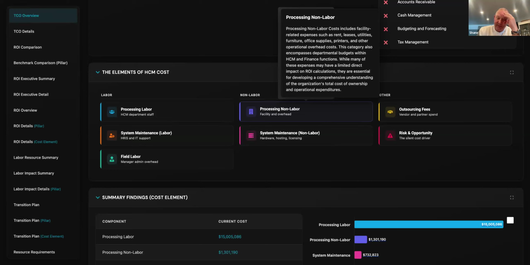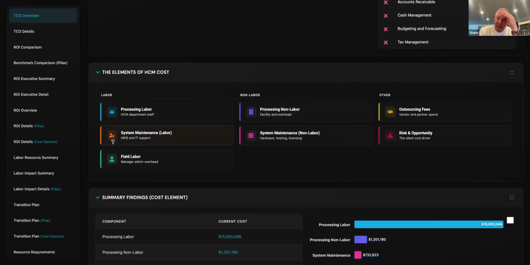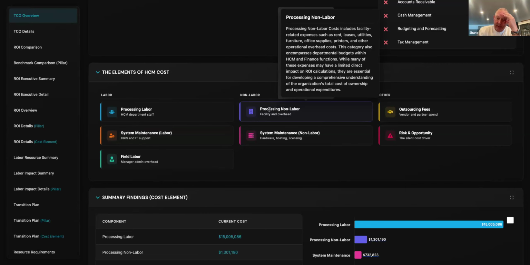But this is going to give us the facility costs of the people over here working in buildings and all of those kinds of things. So things like rent, leases, utilities, furniture, overhead costs, printers, operational type things. It also encompasses departmental budgets within the HCM and finance functions, obviously outside of payroll because I would have collected that over here already. But just things that are relative to those different areas.